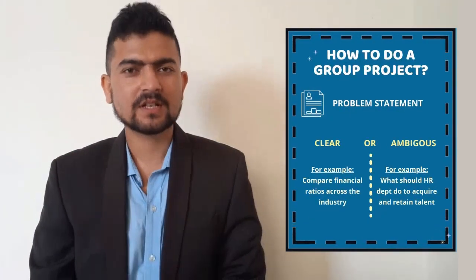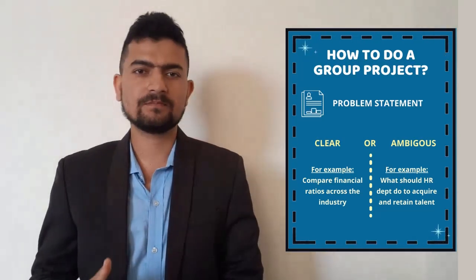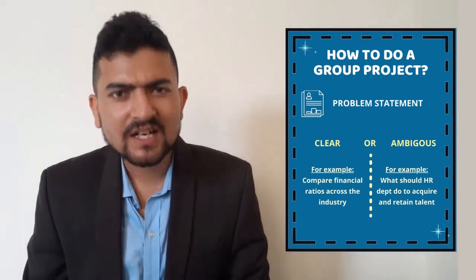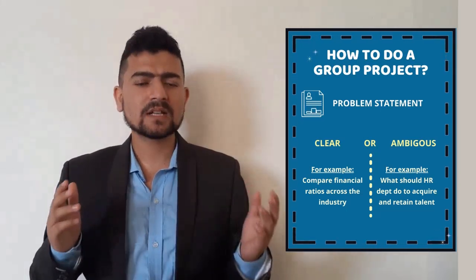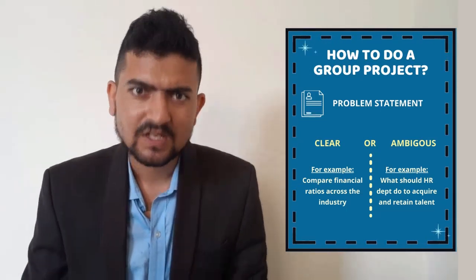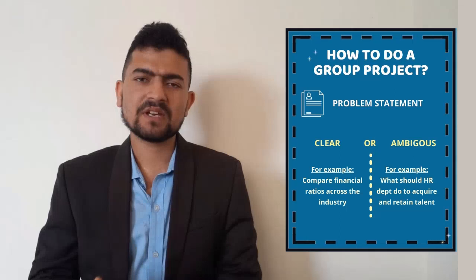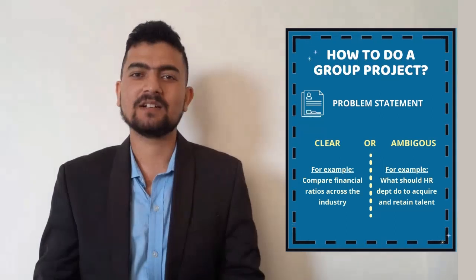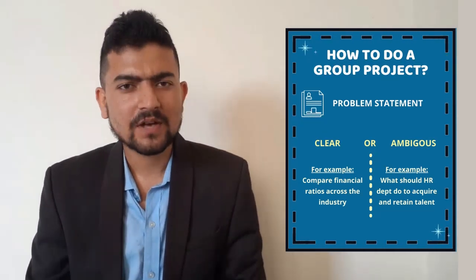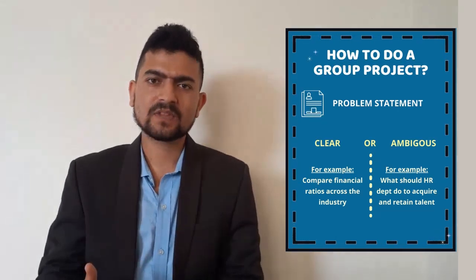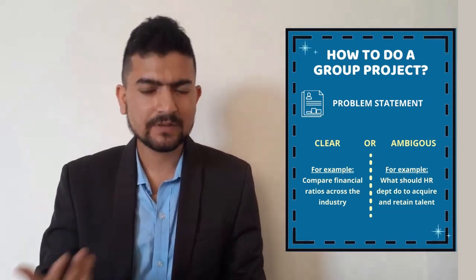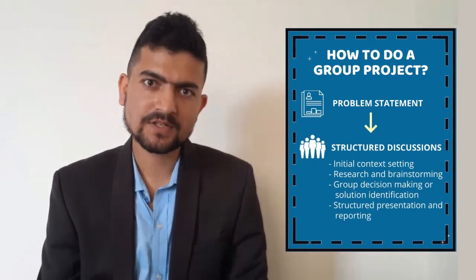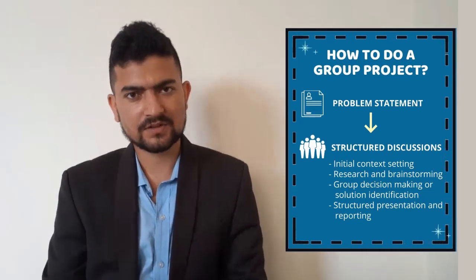The structure which group projects tend to follow is you may be given a clear problem statement or an ambiguous problem statement. So the clear statement may look like compare the financial ratios across the industry. And a bit ambiguous may look like what should the HR department do to acquire and retain talent. So for ambiguous statements, I recommend you go to the professor or talk to your seniors, PGP2 guys, or your friends. A good practice for solving these group projects is incorporating structured discussions.